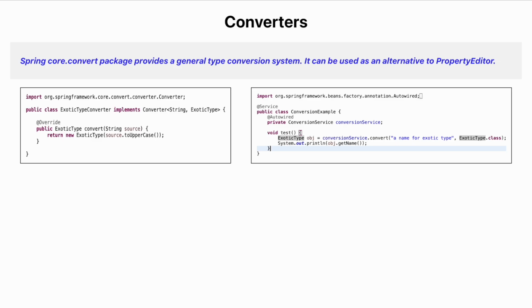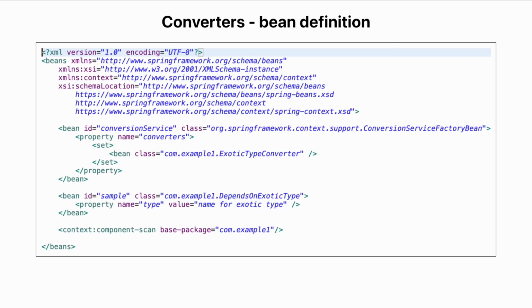To use the conversion programmatically, we can use an autowired field instance of type ConversionService. We can call the convert method with the source object and target type to get the target object. Here, we can consider the previous example. Instead of using a property editor, we can use a converter for the same purpose. ExoticTypeConverter implements Converter, providing String and ExoticType for generics, which represent source and target respectively. The convert method of ConversionService accepts two arguments, source value and target type. This is the bean definition for a custom converter example. Here we have to create a bean definition for ConversionServiceFactoryBean and add an entry for our converter.